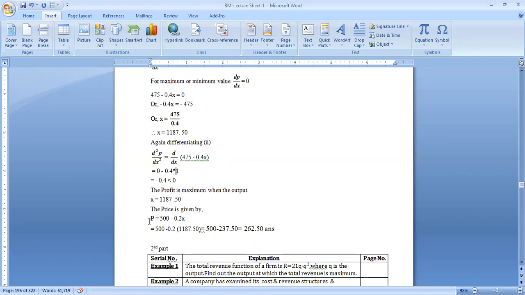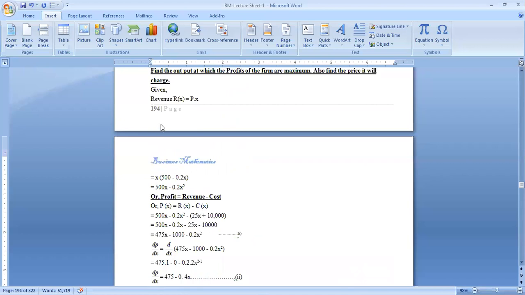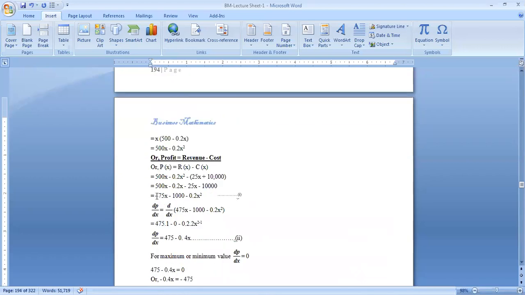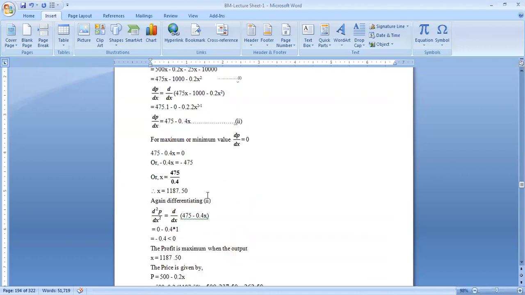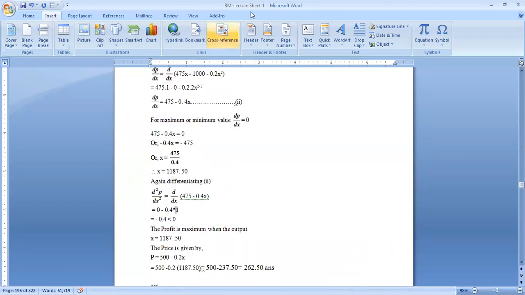The profit P in equation number 1, P equals to 475x minus 1000 minus 0.2x square, will give the total profit. This is the required result. Now we also get the price, and also the profit, etc., using this same formula. Clear?